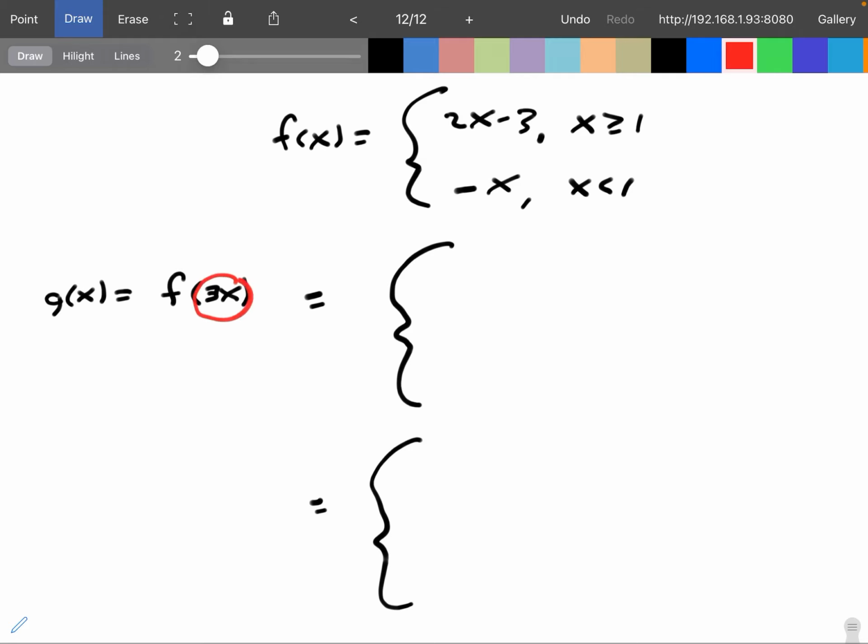Okay, if it's inside the parentheses, then it does affect the domains because this is going to be a horizontal transformation. In fact, again, what you're going to do is you are going to take the 3x, since it's in the parentheses, and you're going to replace all these x's over here with the 3x. Everywhere there's an x over there, you're going to replace it with a 3x.